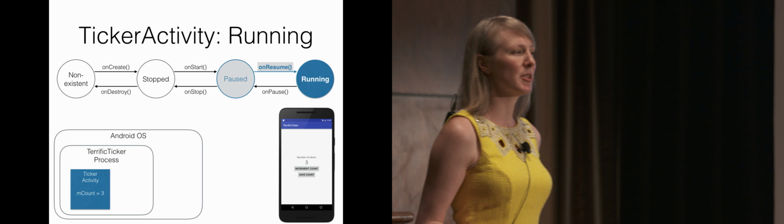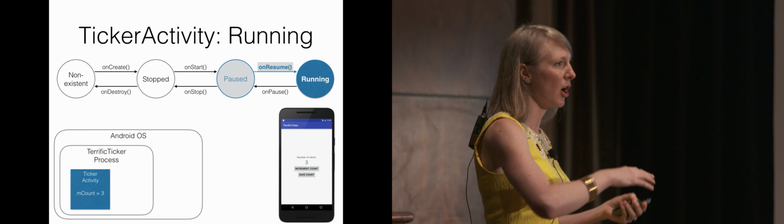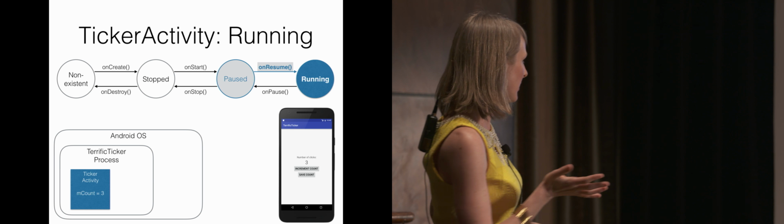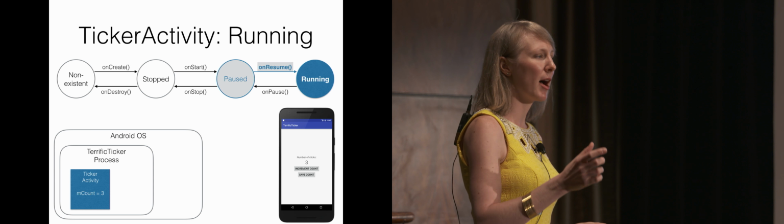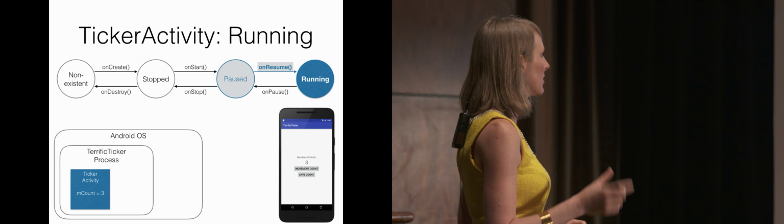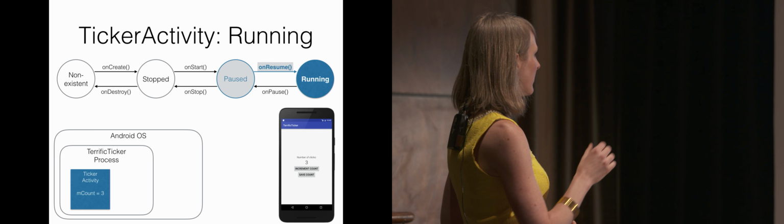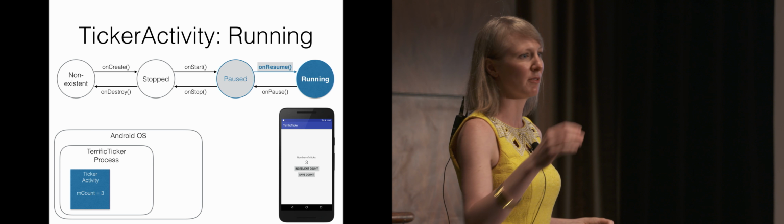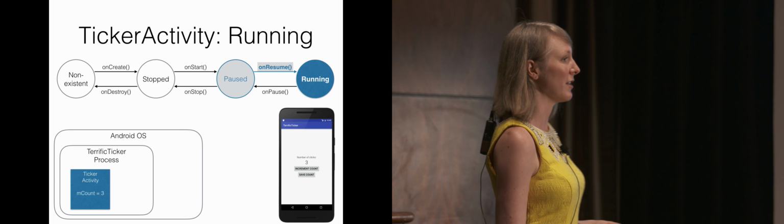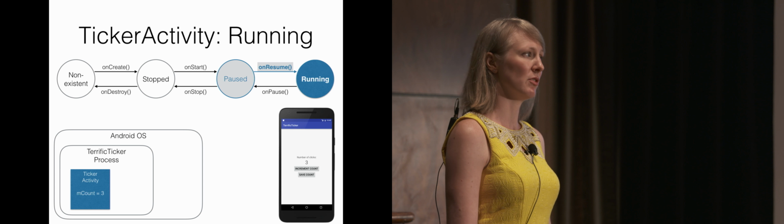So what I'm trying to demonstrate here is that it's not so simple as always building entirely up and building entirely down. It's very possible that you may oscillate between, for instance, paused and running many times, and stopped to paused to running many times throughout the life of your activity as the user interacts with it.